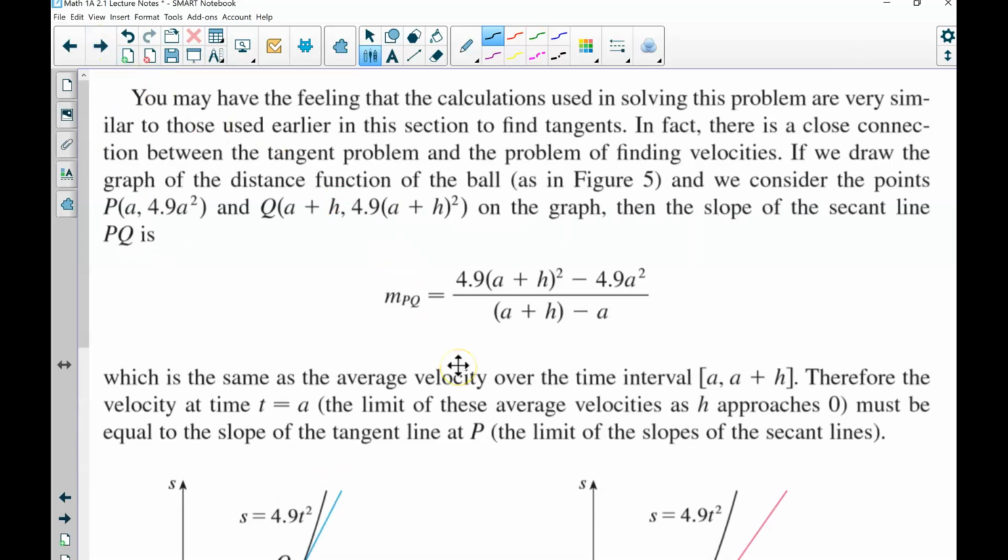Now, you may have the feeling that the calculations used in solving this problem are very similar to those used earlier in the section to find tangents. In fact, there is a close connection between a tangent problem and the problem of finding velocities.